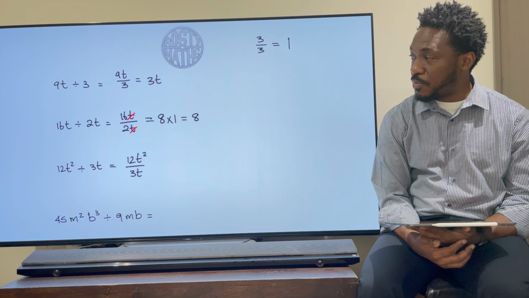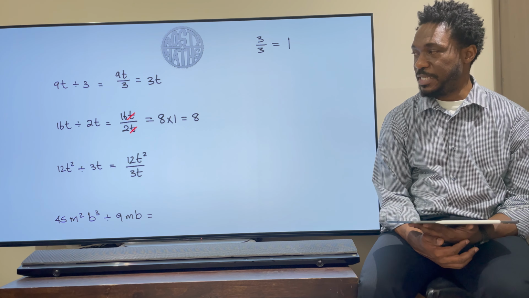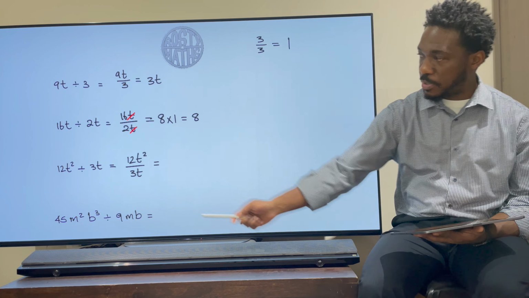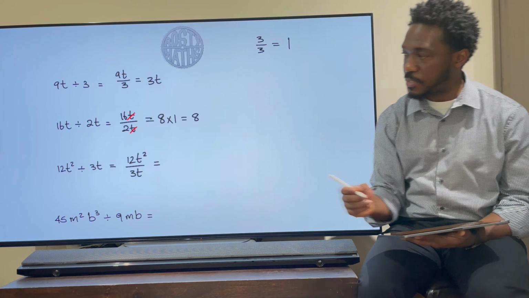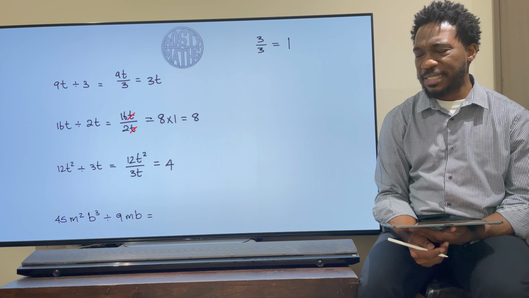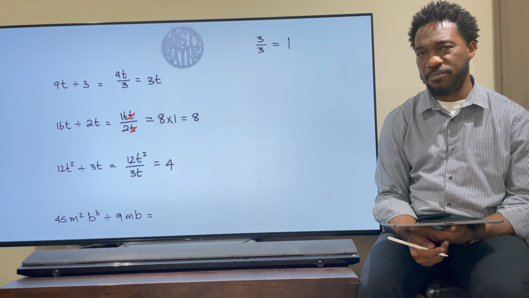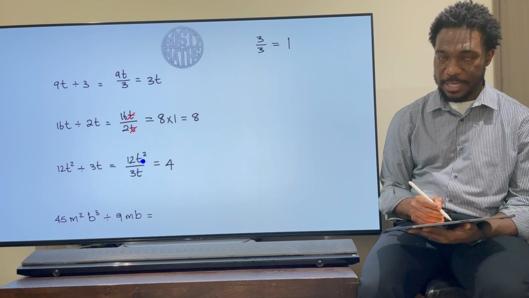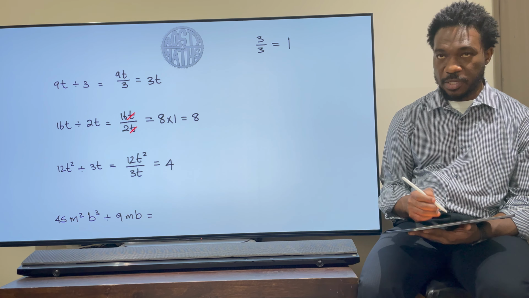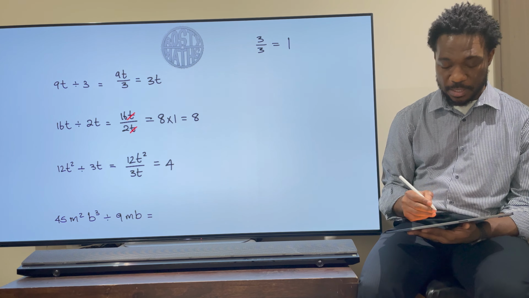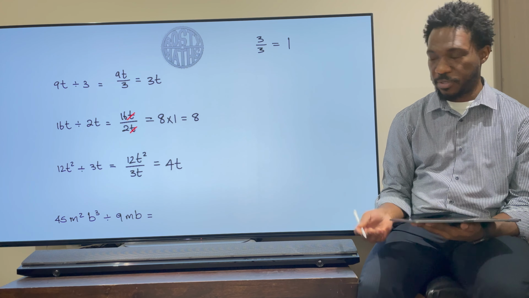So 12t squared divided by 3t. So again, I am going to sort out the numbers first. So 12 divided by 3, that's going to give me 4. But what would t squared divided by t give me? Well, I have got 2 t's at the top here and 1 at the bottom. So one of those t's will cancel out, leaving me with 1 spare t left over.